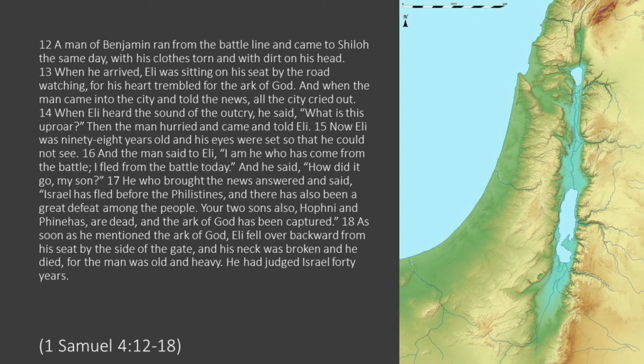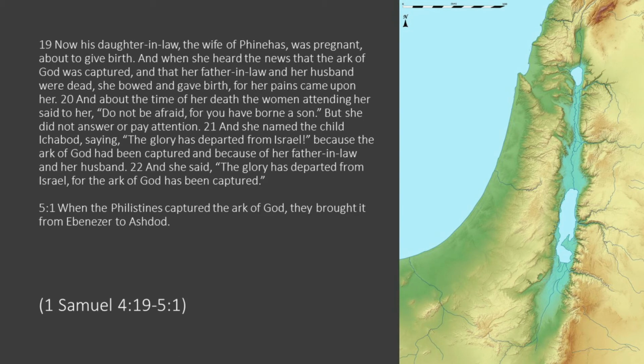He who brought the news answered and said, Israel has fled before the Philistines, and there has also been a great defeat among the people. Your two sons also, Hophni and Phinehas, are dead, and the ark of God has been captured. As soon as he mentioned the ark of God, Eli fell over backward from his seat by the side of the gate, and his neck was broken, and he died. For the man was old and heavy. He had judged Israel 40 years.